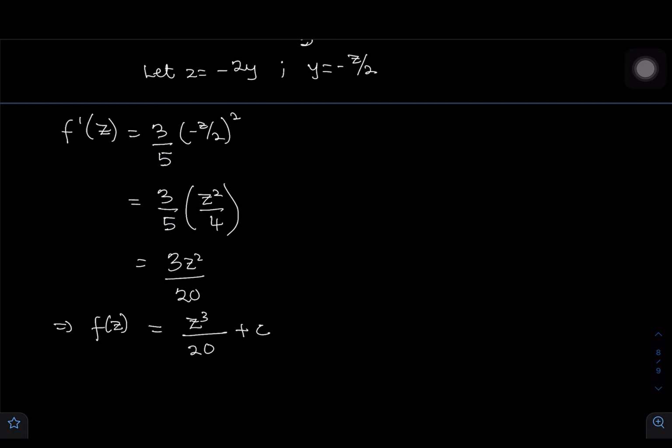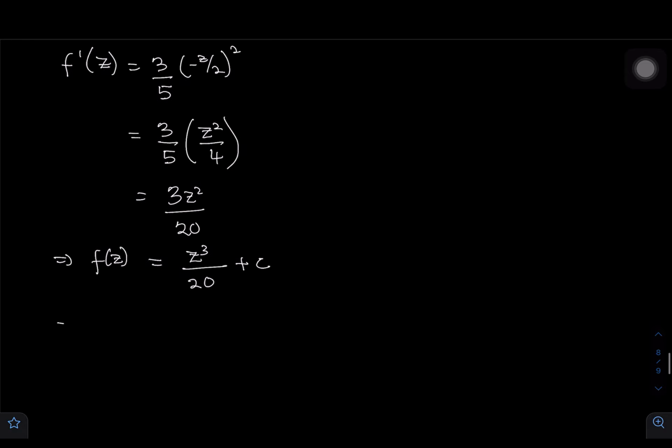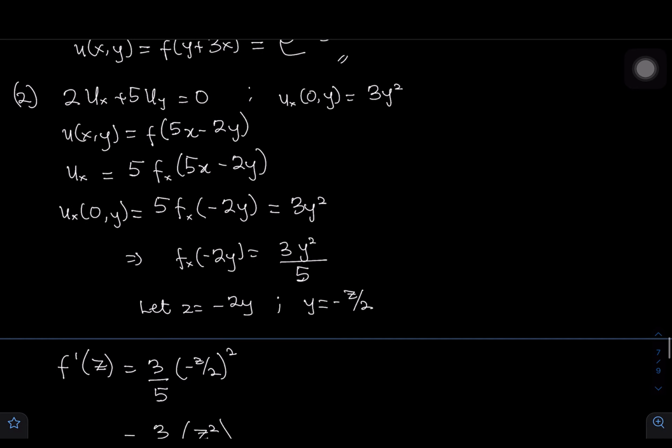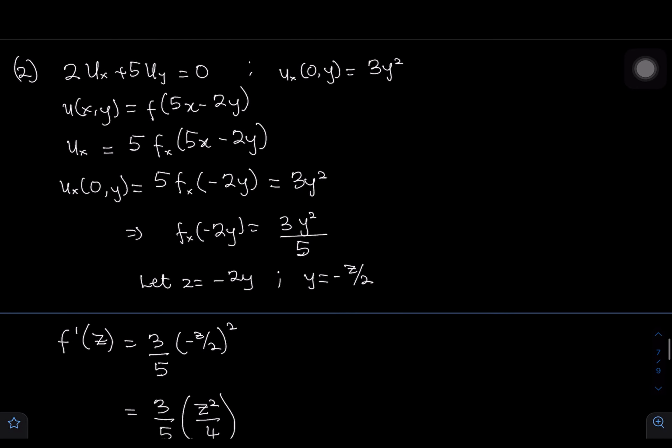Okay, yes, so that's my f of z, which implies that my f of (5x minus 2y) should be equal to (5x minus 2y) to the power 3 divided by 20 plus c. And this is the general solution to the partial differential equation above. Okay, yes.